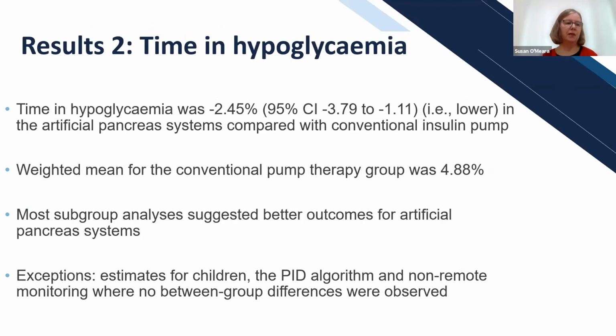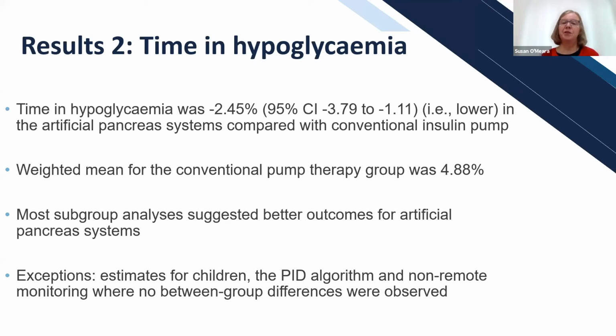So I'm going to move on now to the second main outcome, which was the time in hypoglycemia. We can perhaps look at the comparator first. The weighted mean in the comparator group was 4.88%. This means that on average, the people receiving the comparator intervention spent nearly 5% of their time in hypoglycemia, so their blood sugar was too low at that point. The artificial pancreas resulted in, on average, 2.45% less time in hypoglycemia.